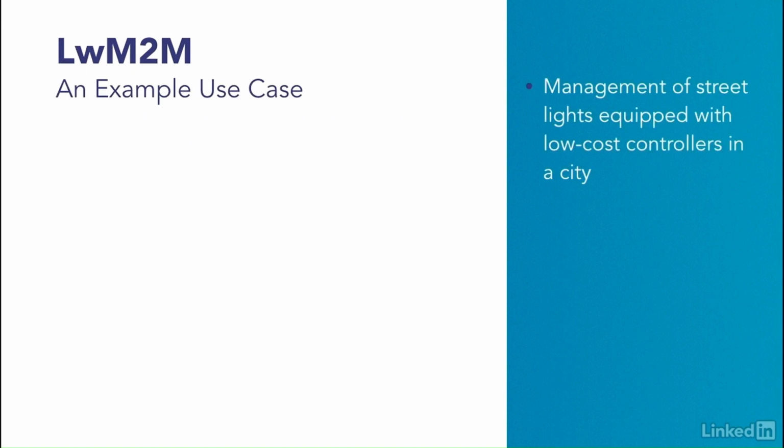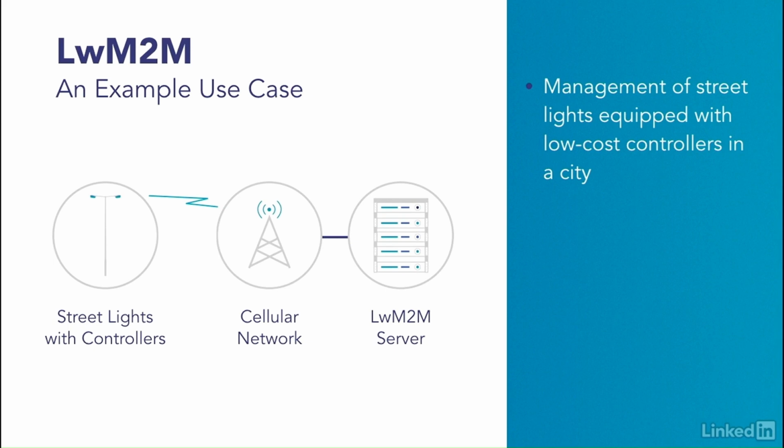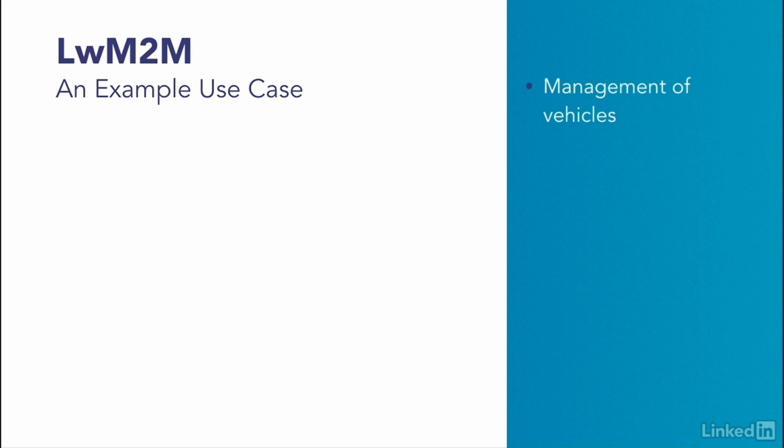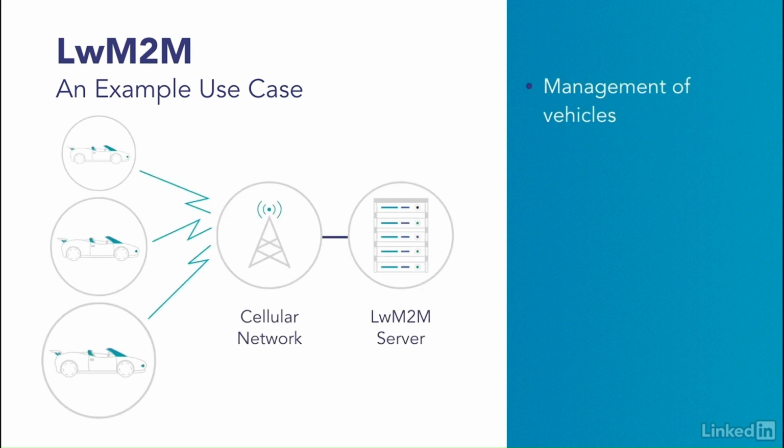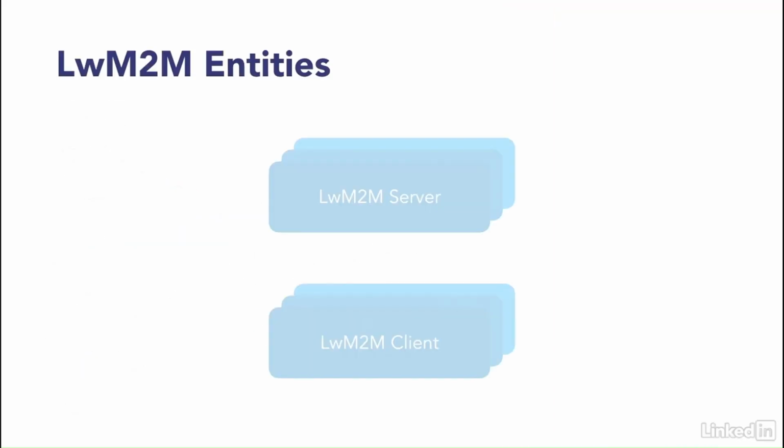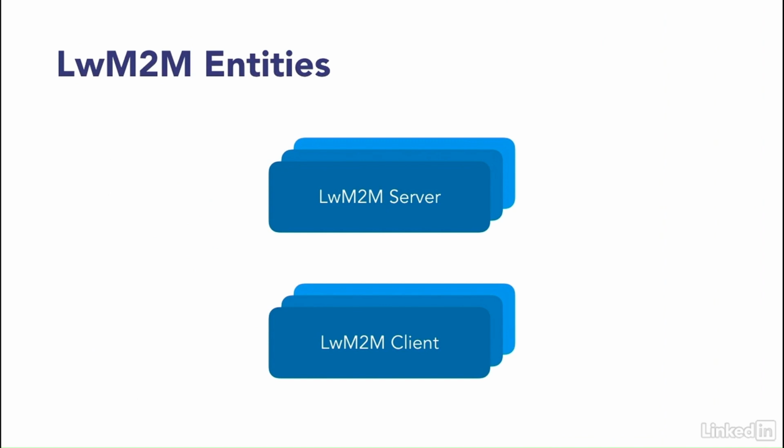Lightweight M2M has many use cases in different industry segments. One example is firmware update for a large number of smart streetlights, which are equipped with low-cost controllers often deployed in a city. In addition, it can be used in other applications, such as asset management for cars, where a car is connected to an M2M service to regularly report information data, where its owner can locate the car when it's stolen.